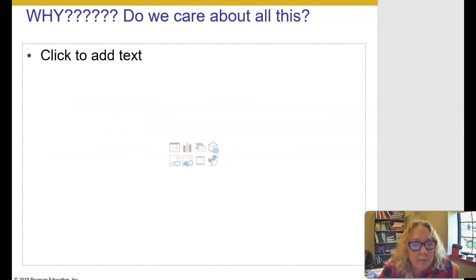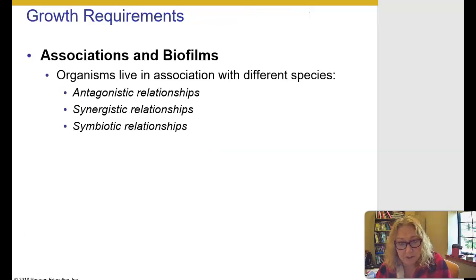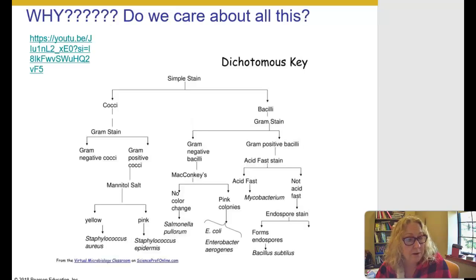Why do we care about this? We care about this because we need to know how these things grow. We need to know why they grow in these crazy environments. And we need to know all this information so we can kill them. There are some that we want, but we also need to know this because we need to know how to identify them, right? So you do a simple stain, you know if you have bacilli or cocci, you do another gram stain.